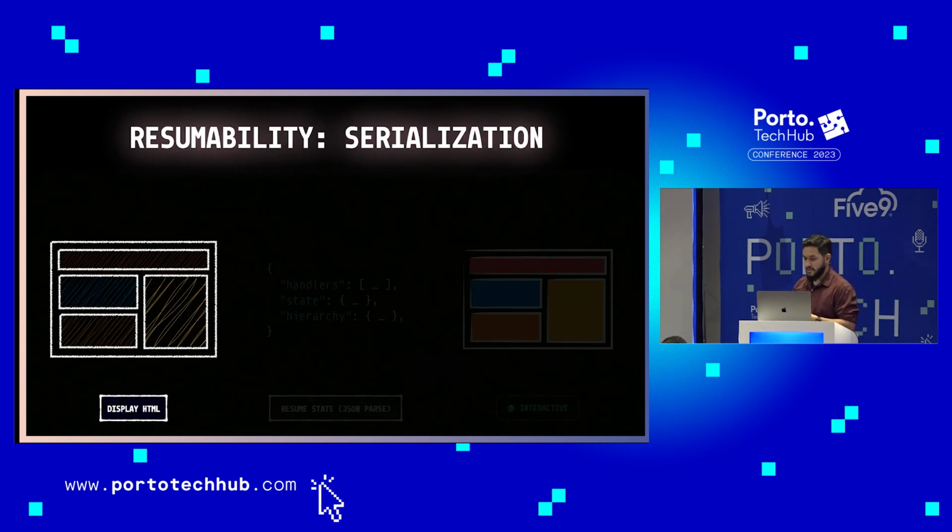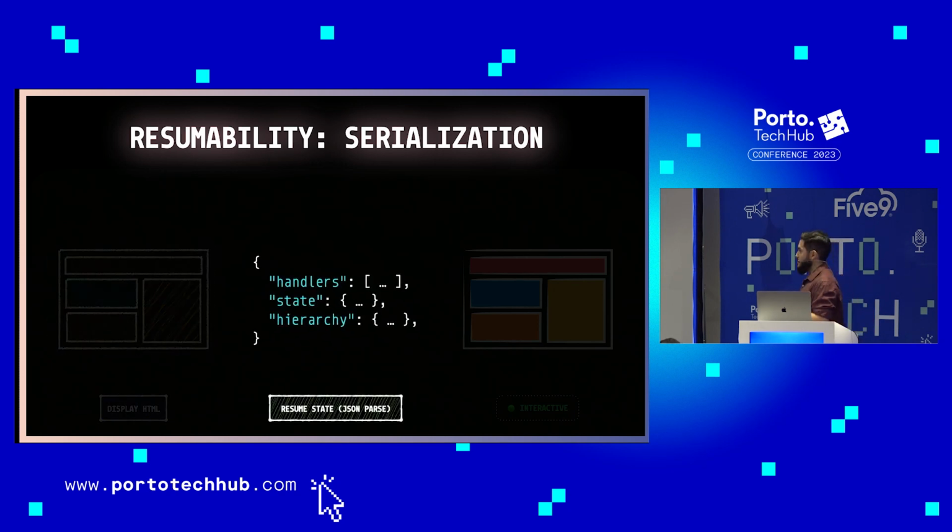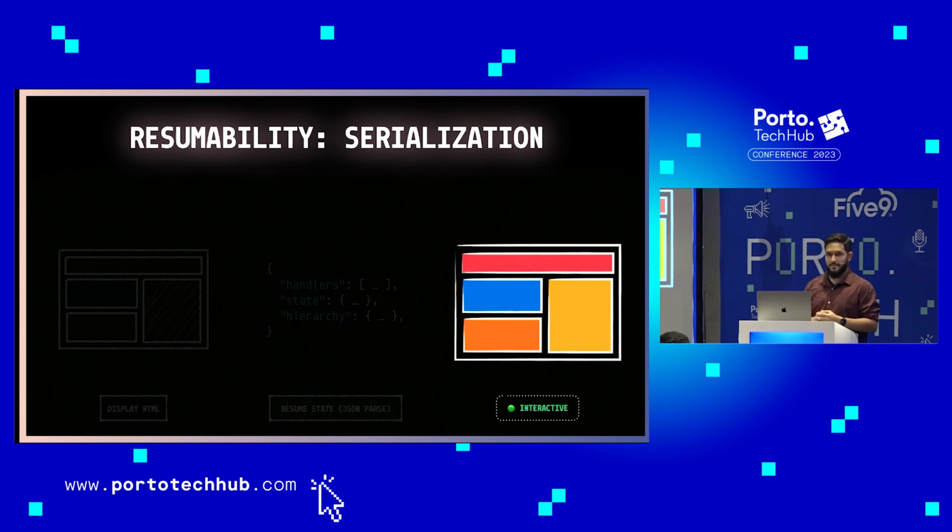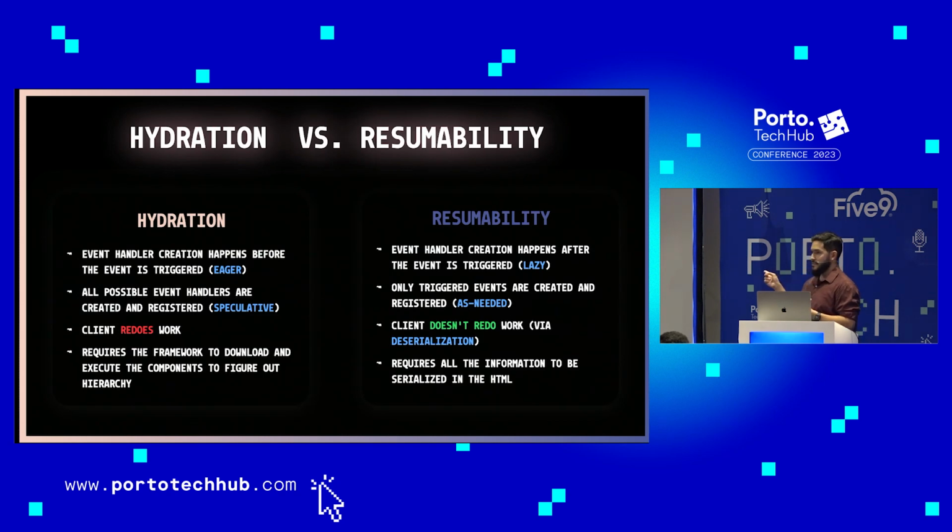So the traditional flow they use to explain resumability is you start, display the HTML first, and then you're resuming the state from the execution on the server. And this state that is serialized includes, for example, the event handlers, the state itself, and the component hierarchy. And then, boom, it becomes interactive. So this is what we had with hydration and resumability.